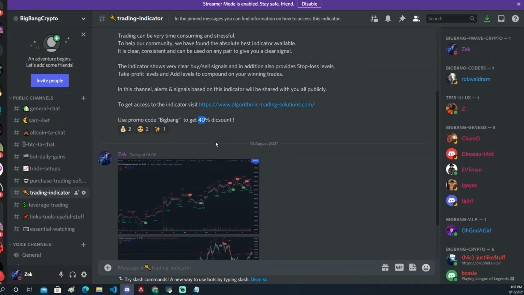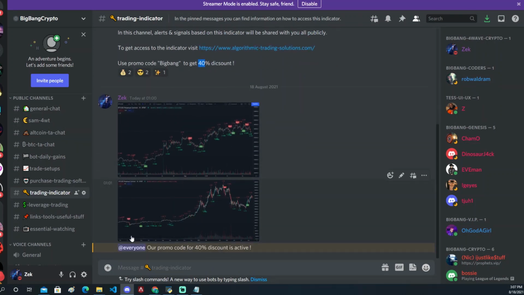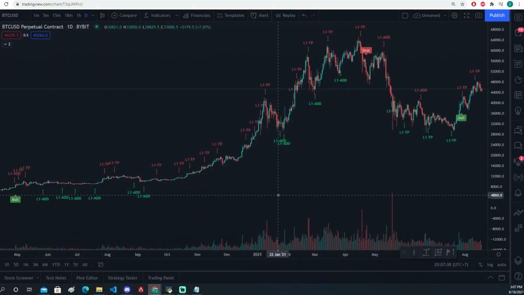If you're interested in having a trading indicator that just tells you what the trend is, then definitely look into this, because I'm sure this is the most powerful indicator that I've seen in the past 5-6 years that I've been looking at TradingView indicators, particularly for crypto markets.